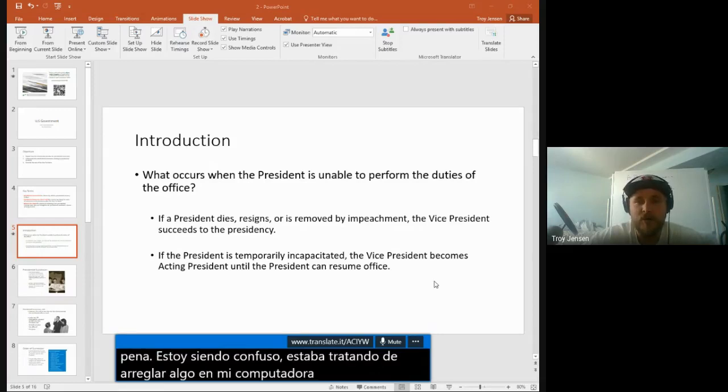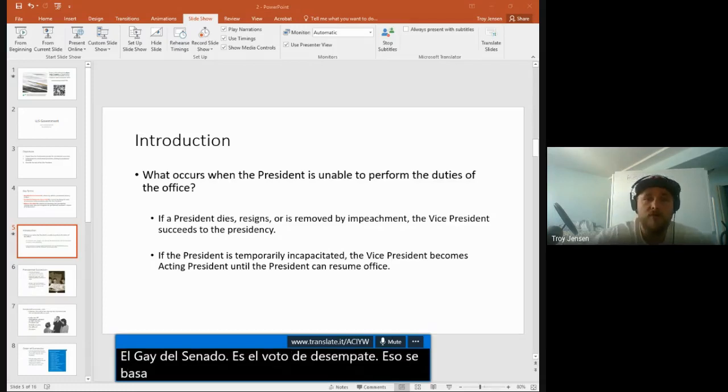The vice president serves as president if the president dies or is unable to perform the job duties. And second, the vice president serves as the president of the Senate. Okay, he is the tie-breaking vote. That's just based off the Constitution. Those are the only two roles in the Constitution that the vice president has.